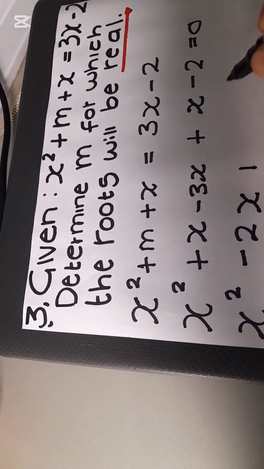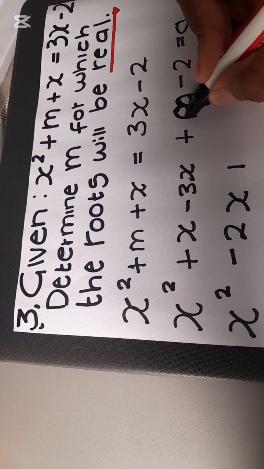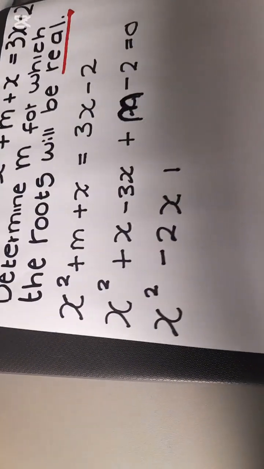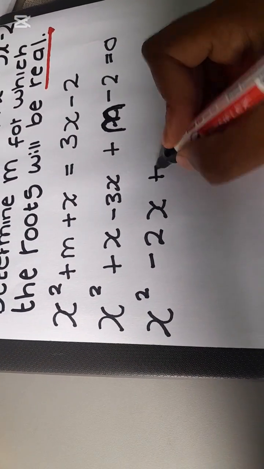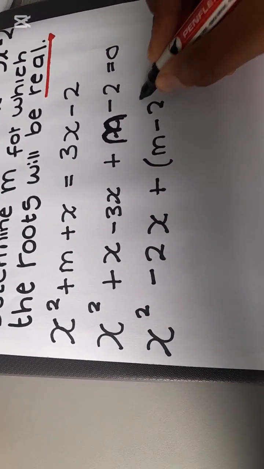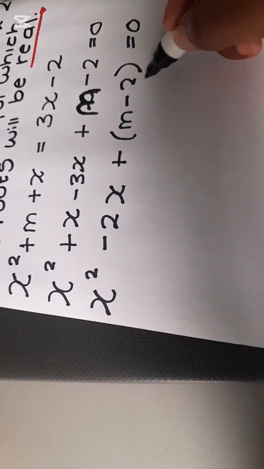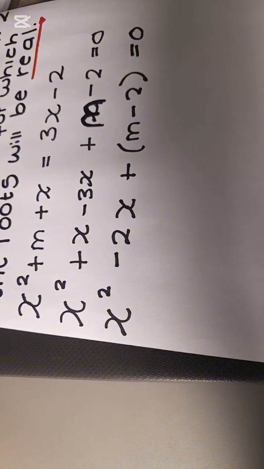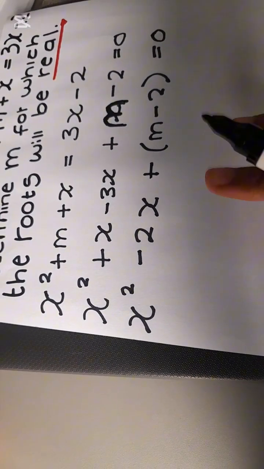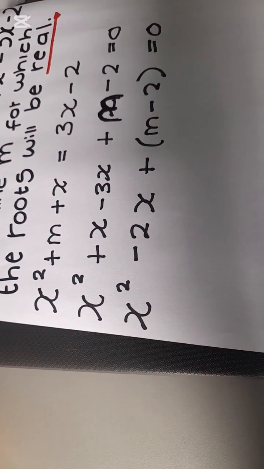Sorry about this. I just made a mistake here. This is supposed to be m. It's supposed to be m. Sorry for the inconvenience that this may have caused. So it's going to be plus, I would like to put this in a bracket so that it shows that it's one thing. This serves as one single value.